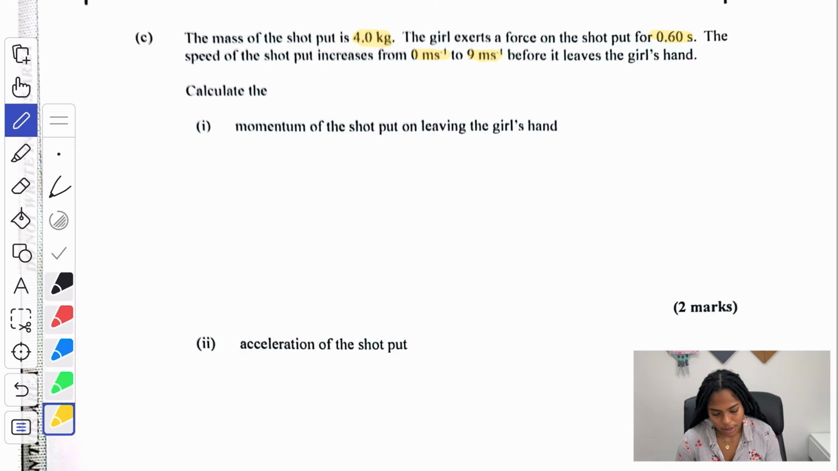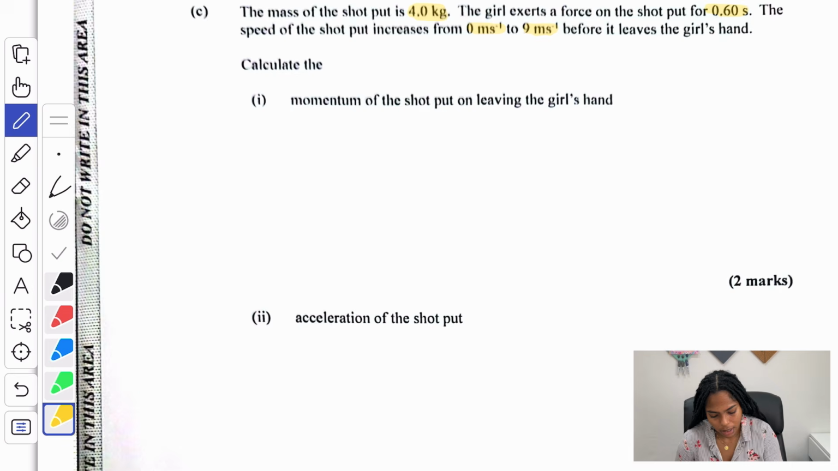So I'm going to list everything off here. I have the mass and it's already in SI units, so that's good. I have the time that she's pushing it for, which is 0.6 seconds, already in SI units. Initial velocity is 0 meters per second. Final velocity is 9 meters per second.